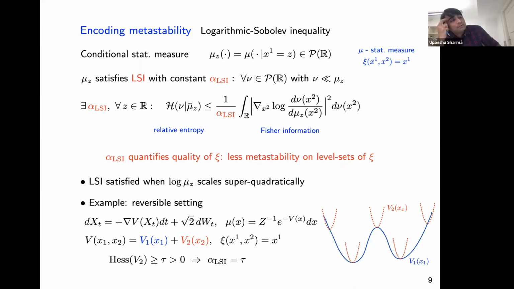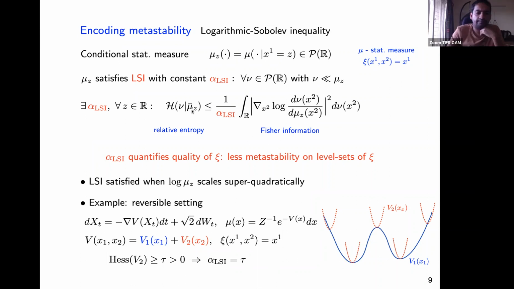I'm being a little bit quick with what I mean by mixing. What I mean here is specifically that if a measure satisfies a log Sobolev inequality, then any reversible dynamics which has this measure as an invariant measure will converge exponentially fast to the equilibrium in relative entropy. That's what it means. Mixing maybe is not the mathematically correct word, but the right idea is that you have fast equilibration on the level sets.